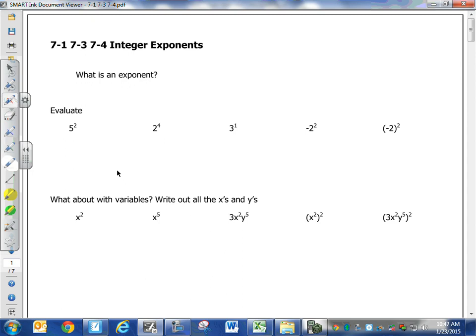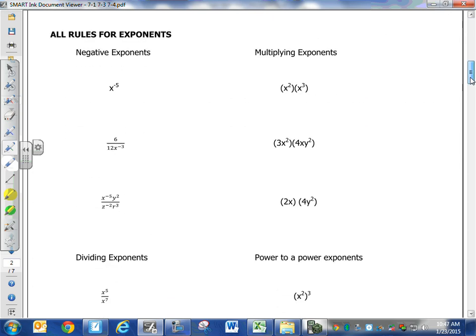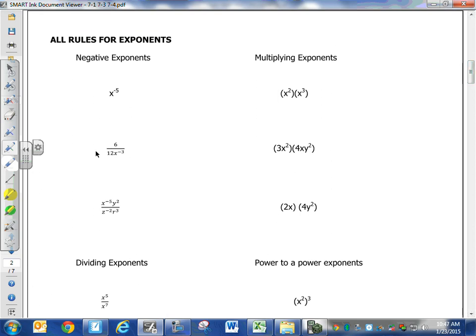And what we are going to do is we're going to take things like this and we are going to rewrite it. Let's go to the next page. We're going to take all of these algebraic expressions and we are going to rewrite them and simplify them.